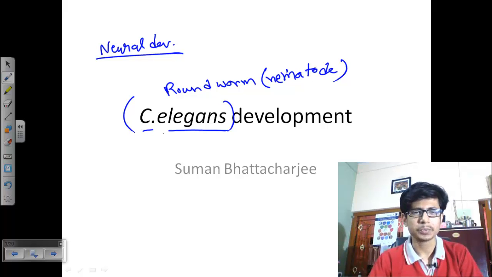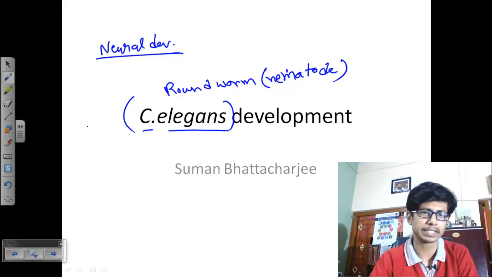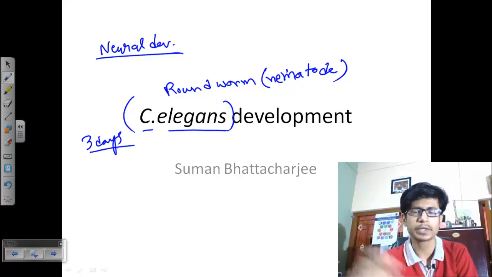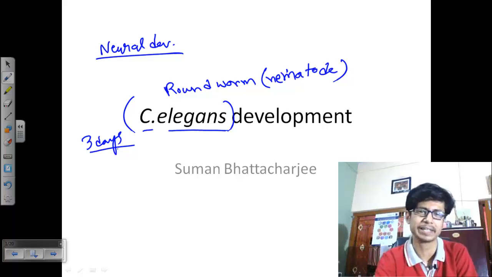So there are multiple reasons we use C. elegans. The life cycle is very short. The complete life cycle of C. elegans is only 3 days long. Their body is also transparent, so we can see through them how the eggs are deposited, how fertilization takes place, and how all the processes of development occur. It's very easy to understand there.